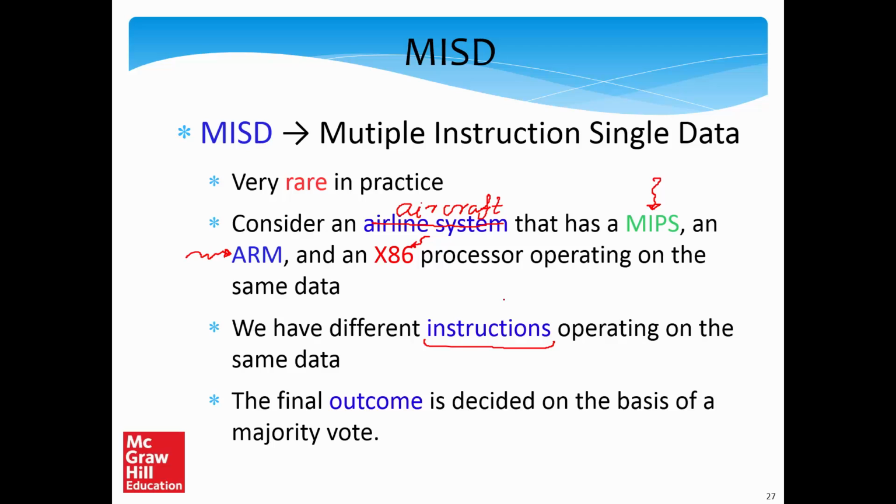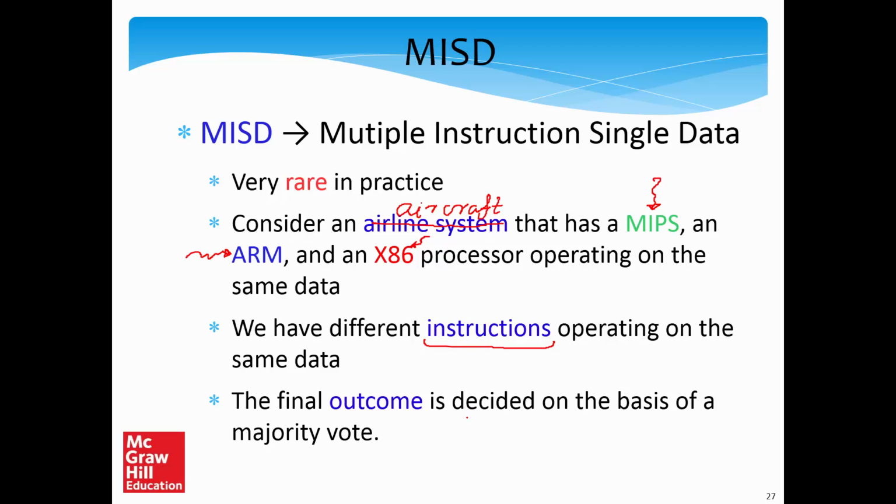They will operate on all the data that is coming in from the aircraft sensors, and then make decisions on what should be done. Let's say in autopilot mode, they might decide to turn left, turn right, reduce the speed, anything and everything. And let's assume that one of these processors suggests a different output. That can be the result of a bug, or a fault in the processor, or a fault in the program running on the processor. So the final outcome of what the aircraft should do: let's say MIPS and ARM say turn left and x86 says turn right.